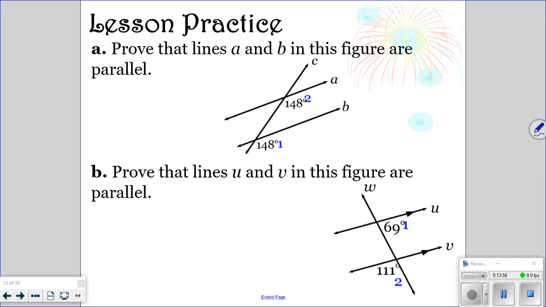Alright, so let's see if y'all can do these practice problems by yourself, and then we'll go over them. So we want to prove that lines A and B are parallel. So for this one, the measure of angle 1 is equal to the measure of angle 2 because they're both equal to 148. So measure of angle 1 is congruent to the measure of angle 2. Angles 1 and 2 are corresponding angles. So since we have congruent corresponding angles, we can use postulate 12 to tell us that lines A and B are parallel. For part B, prove that lines U and V are parallel.